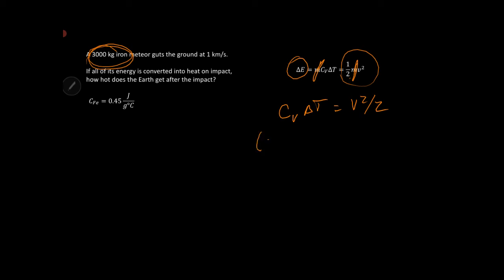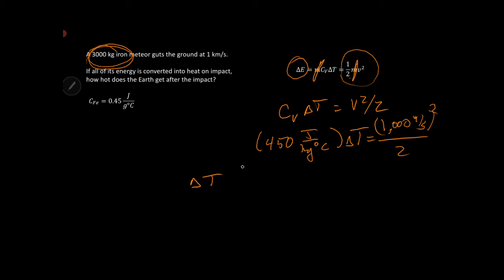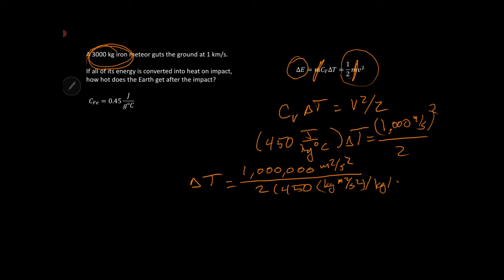Right? And we said this was 450 joules per kilogram per degree C. Delta T is equal to v squared, which is 1 kilometer, or 1,000 meters per second, squared, all over 2 times 450 joules, which is a kilogram meter squared per second squared, divided by kilograms divided by degree C. So I can cancel out most of those units except for the degree C.